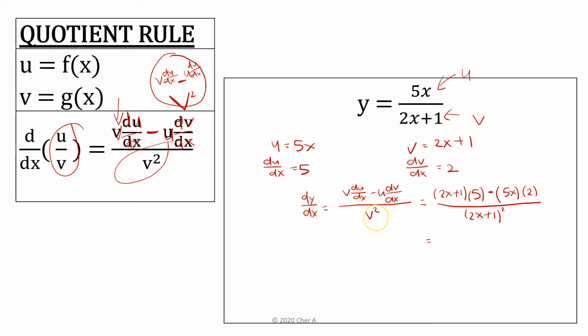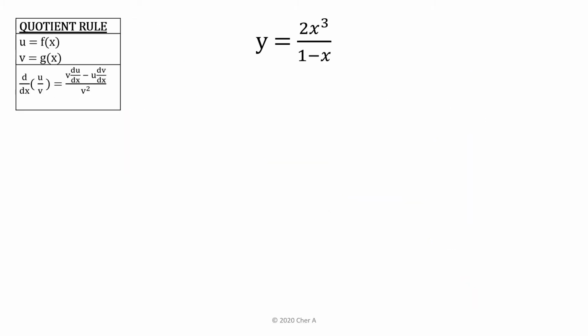Okay, so I'm going to expand this. I'll have 10x plus 5 here minus 10x over 2x plus 1 squared. So my final answer will be 5 over 2x plus 1 squared. Alright, let's look at another question. y equals 2x cubed over 1 minus x.